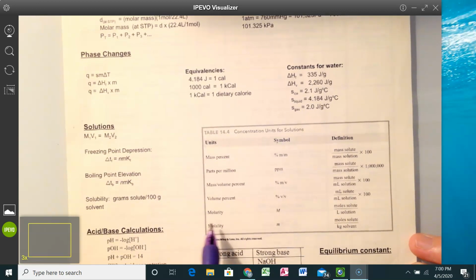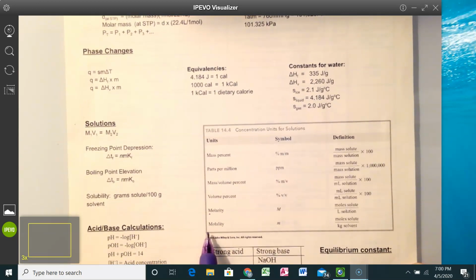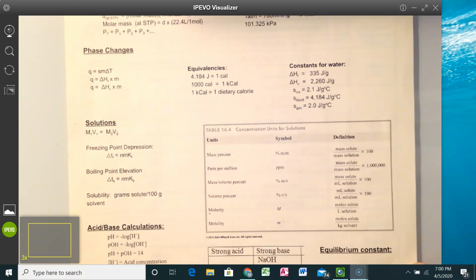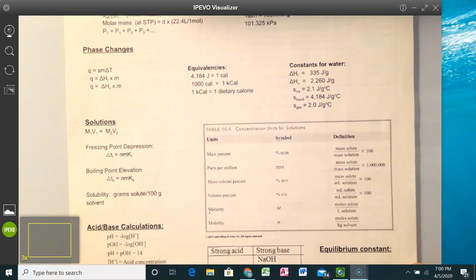Mrs. Marcus is going to be teaching you how to use molarity tomorrow. And then this year, molality is actually not going to be required for you guys. So all of those equations are right here. You do not have to memorize them. Well, this is open note anyway, but they're available for you.